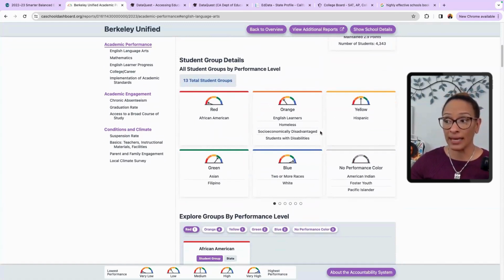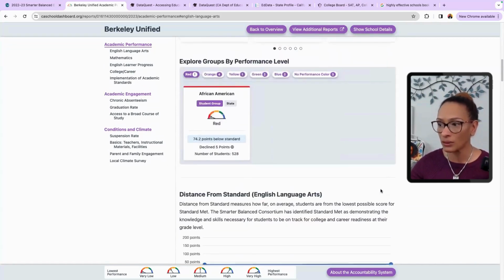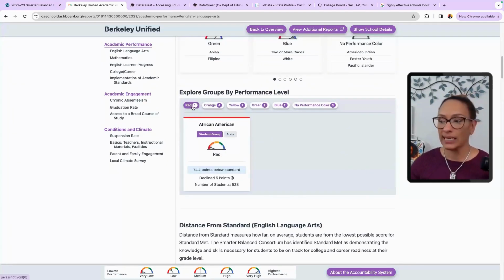So now you have each student group here. And it's showing you that African American here are in red, and orange is these student groups: English learners, homeless, SED, students with disability are in orange, yellow, Hispanic, and so on. And then it comes down here and it tells you some information about the student group. You can select any of these.